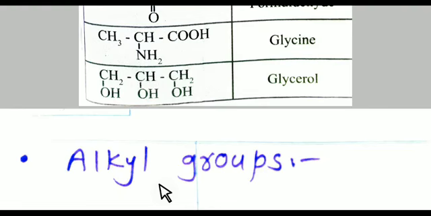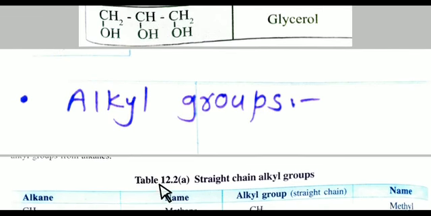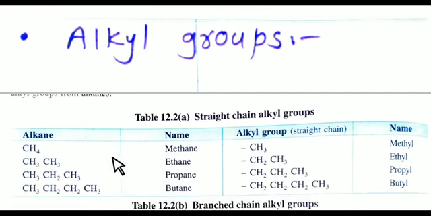Whenever one hydrogen is removed from an alkane, it changes into an alkyl. Just see the table. See here, CH4, alkane, methane. When one hydrogen is removed from the alkane, it will become CH3 and the family will become the alkyl group, and the name of this compound is methyl.